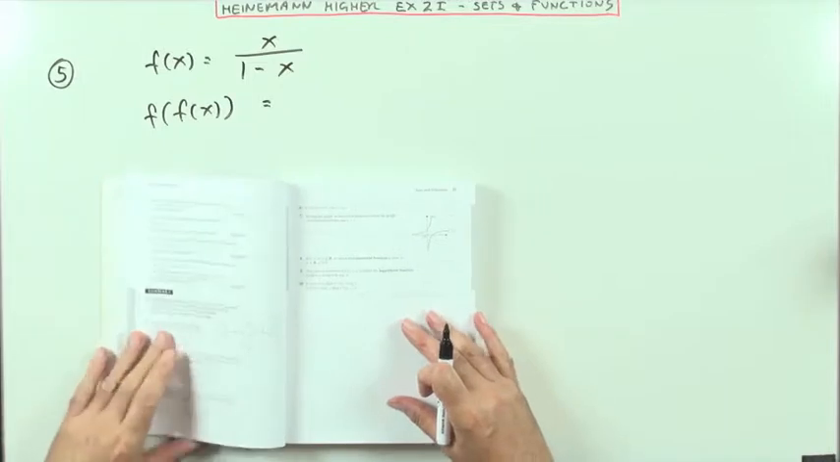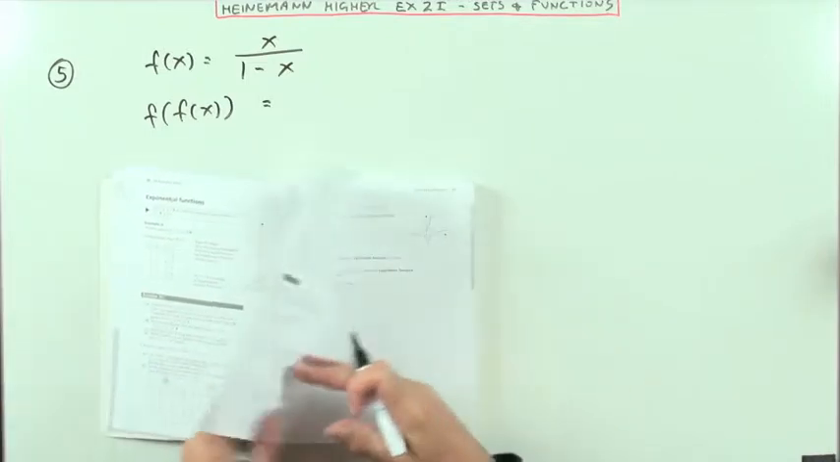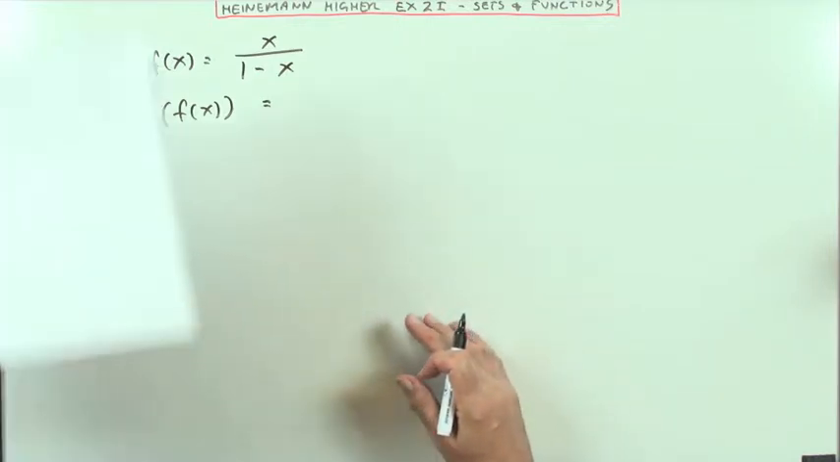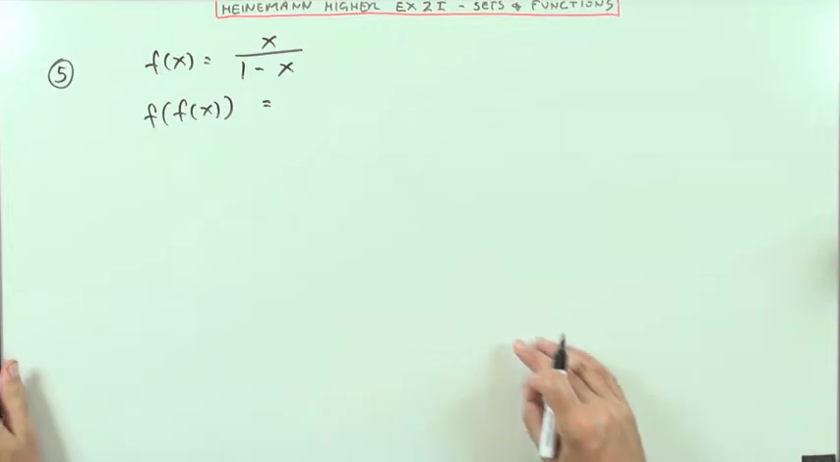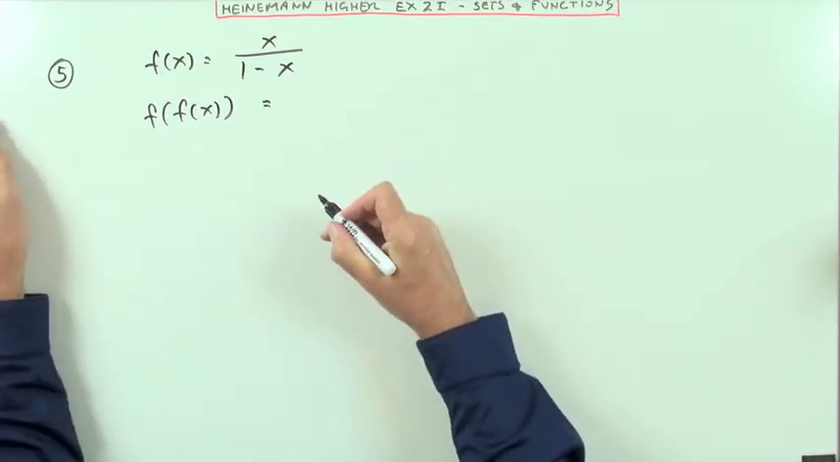Heinemann Higher, second chapter, sets and functions, exercise 2i, the mixed questions, number 5 this time. Another composition of functions. It's quite a good one this time because it's got fractions in it. So it's all about how you deal with fractions in these expressions.